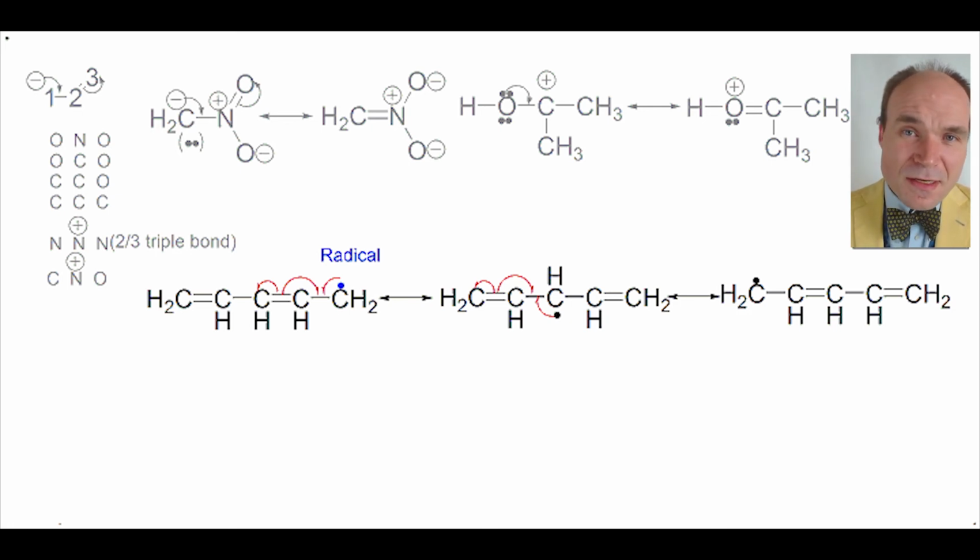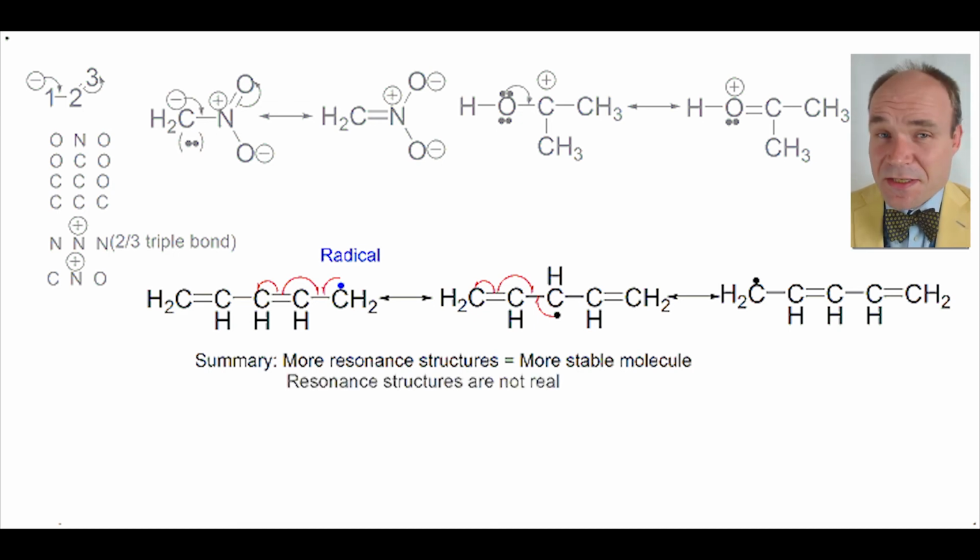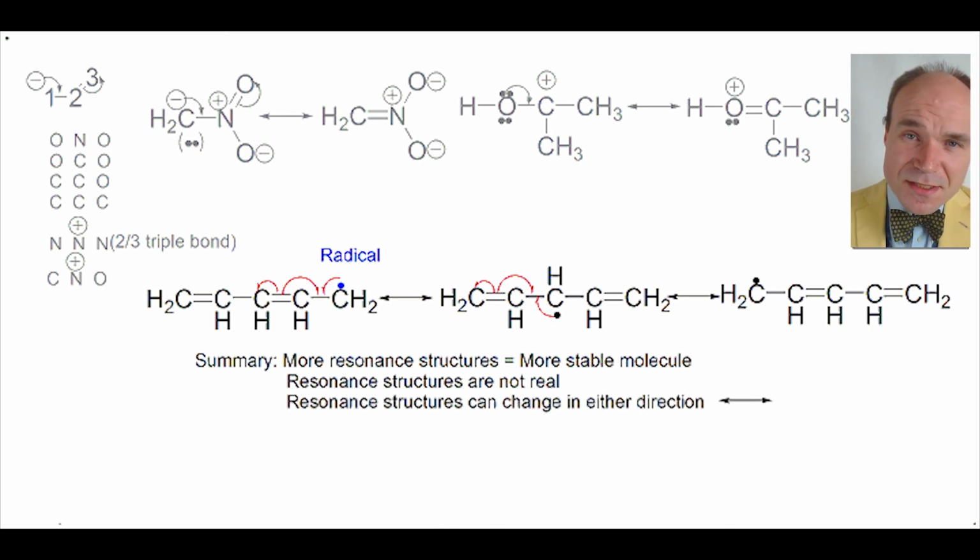We've talked quite a lot about resonance structure now. We know that more resonance structures makes for a more stable molecule, that the resonance structures aren't really real. They are an extreme of the molecule that it never actually will be. Resonance structures can change direction. They can either go forward from left to right, or they can go backward from right to left, and that's represented by the double arrow.